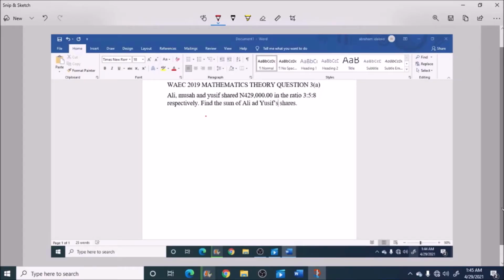Hello and welcome. Today I will be answering WAEC 2019 Mathematics Theory question number 3A. Ali, Musa and Yusuf shared 429,000 in the ratio 3:5:8 respectively. Find the sum of Ali and Yusuf's shares.